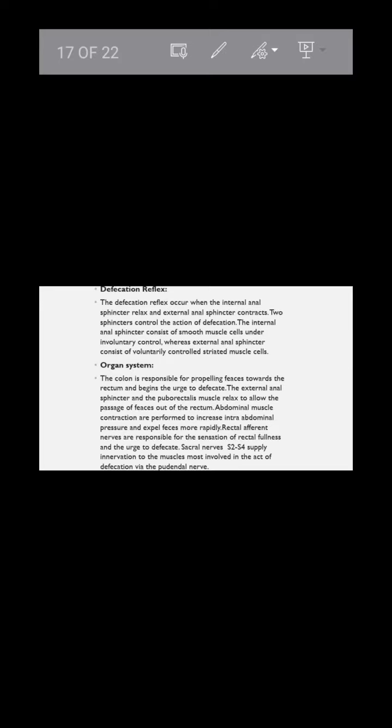And at the same time, abdominal muscles contract to increase intra-abdominal pressure, which can expel feces more rapidly. Rectal afferent nerves are responsible for the sensation. Sacral nerves 2 to 4 supply innervation to the muscles most involved in the act of defecation through the pudendal nerve. The pudendal nerve is a major nerve in the pelvic region.